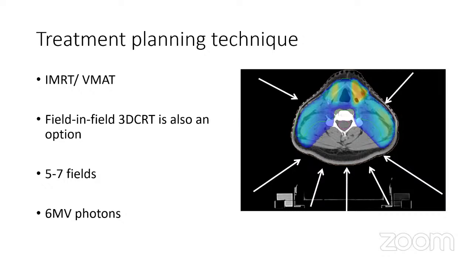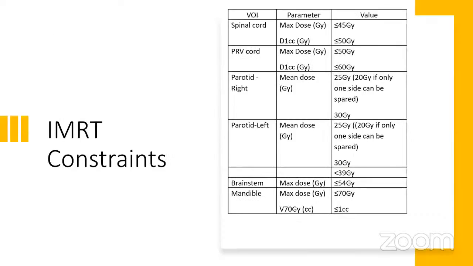Normally we'd use 5 to 7 fields and 6 MV photons. Beam spacing would be about 50 or 70 degrees. And we've seen the constraints, so nothing much to add to that. The parotid doses, you try to keep it to 25 gray if it was both parotids to be spared, and 20 if you could spare only one, and spinal cord dose, as we all know, is 45 gray.